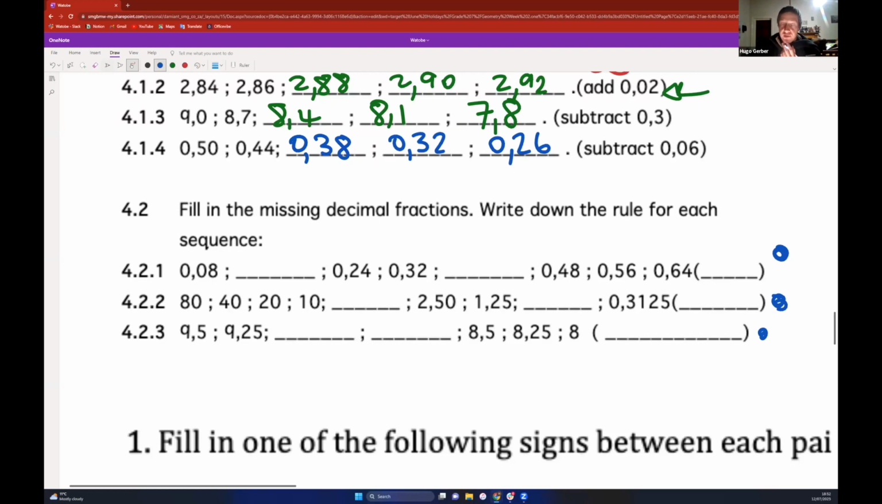Umar, you asked first. Do you want to chat with me? Thank you, Umar. Help me with the first one. So, sir, the next one after 0.08 would be 0.16. Then 0.24, 0.32, 0.40, 0.48, 0.56, 0.64, and then the rule is plus 0.08.